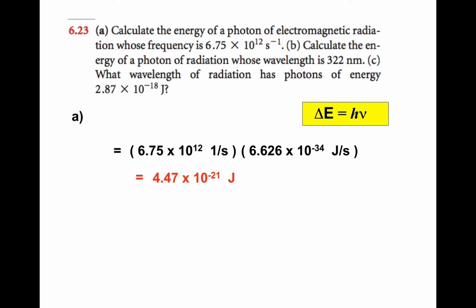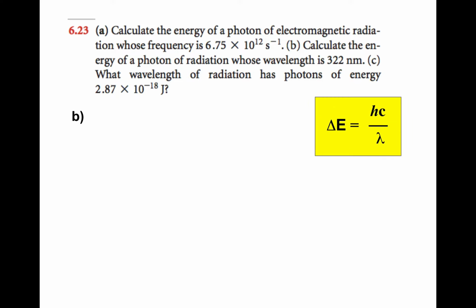Calculate the energy of a photon whose wavelength is 322 nanometers. All right, so again, we could do this in two steps. We could use c is equal to lambda nu to solve for the frequency and then plug into Planck's equation. Or I could combine the two equations: E is equal to hc divided by lambda, to get a relationship between wavelength and energy. All right, so in part B, calculate the energy of the photon when you have a wavelength of 322 nanometers.